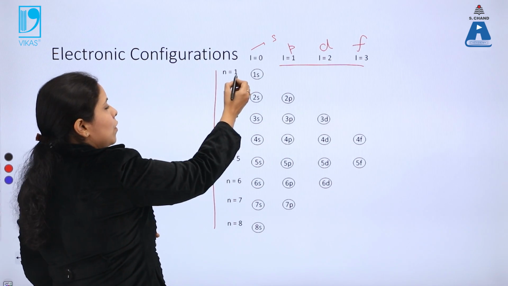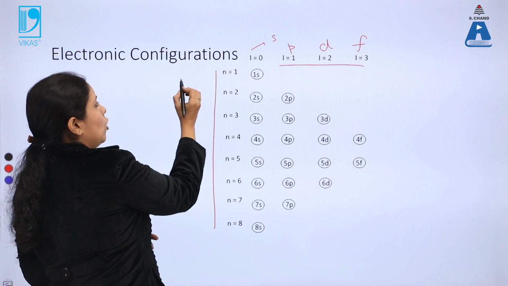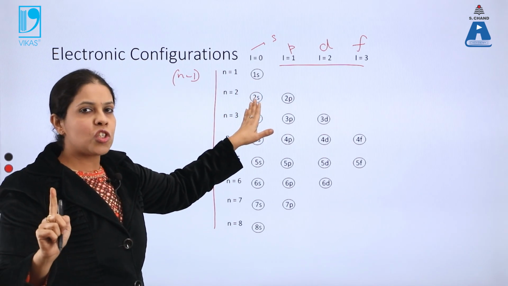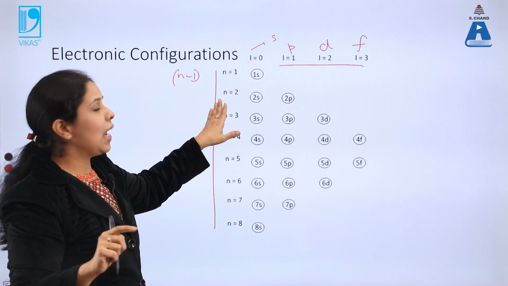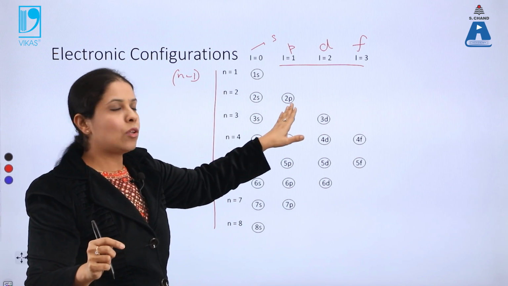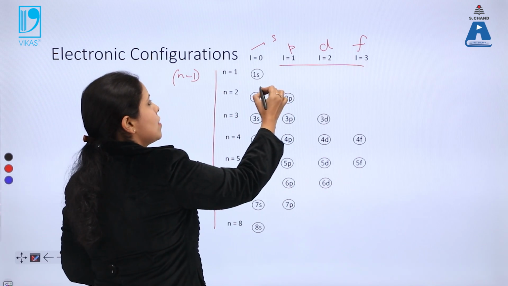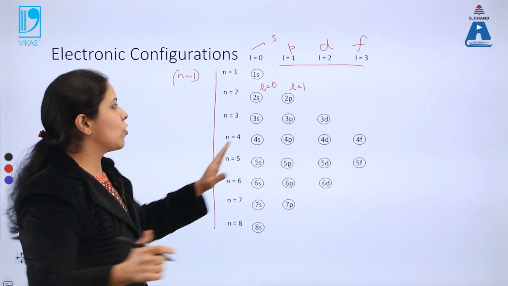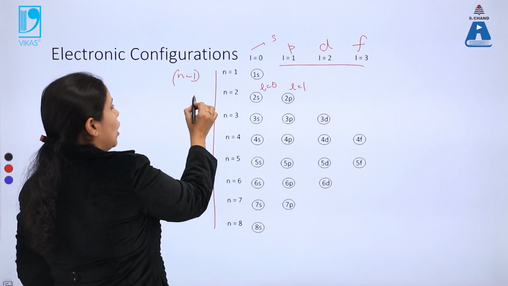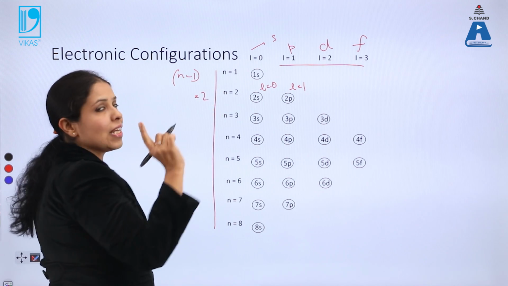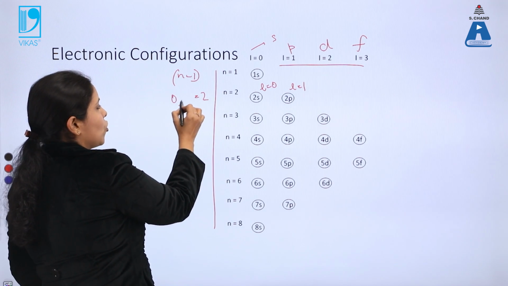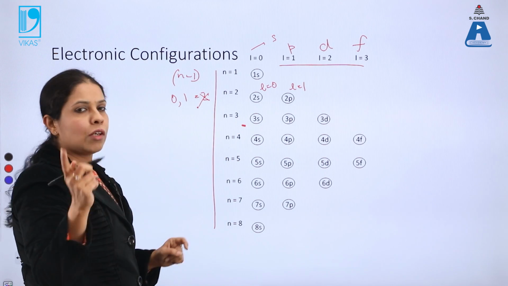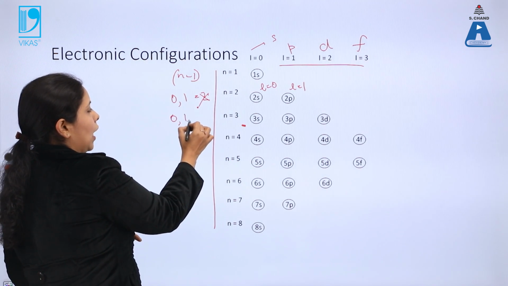Right? So the possible values of l go up to n minus 1. When n equals 1, only one value is possible, which is 1s. When n equals 2, two values are possible, 2s and 2p. This is l equals 0 and l equals 1. 2d is not possible because n equals 2, so l has to be less than 2. Only 0 and 1 are possible, 2 is not possible. Similarly, when n equals 3, three values are possible, 0, 1 and 2.